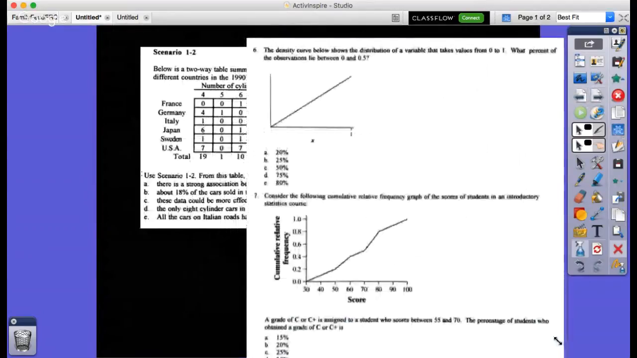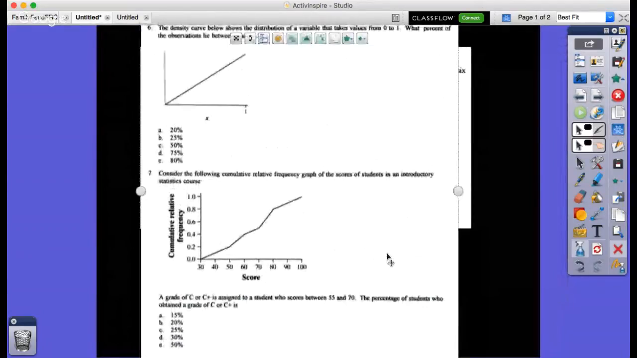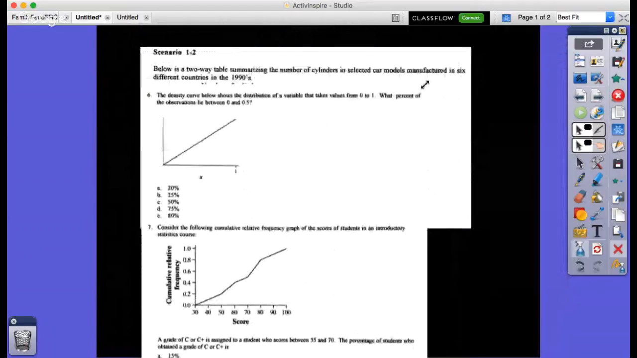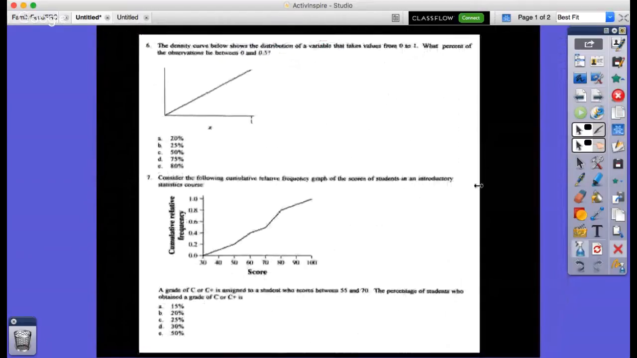All right, let's check out 6 and 7 here. See what we've got. It says the density curve. All right, stop right now. What does density curve mean again?